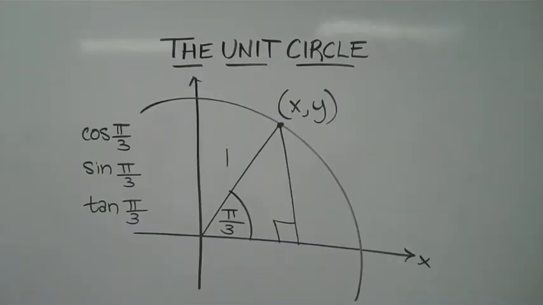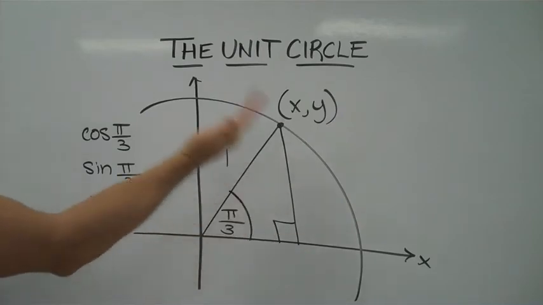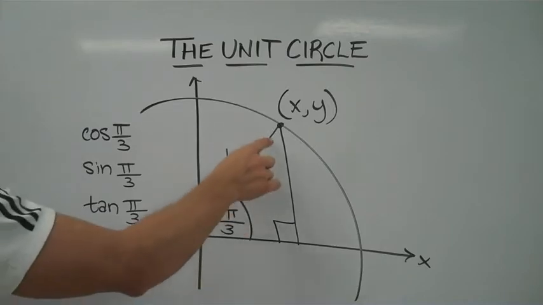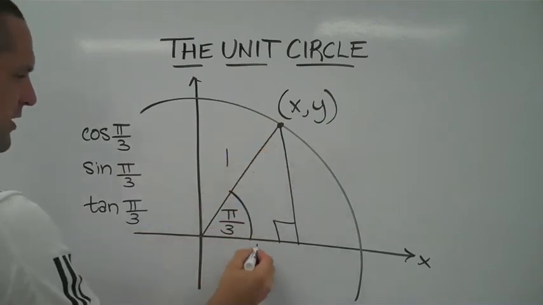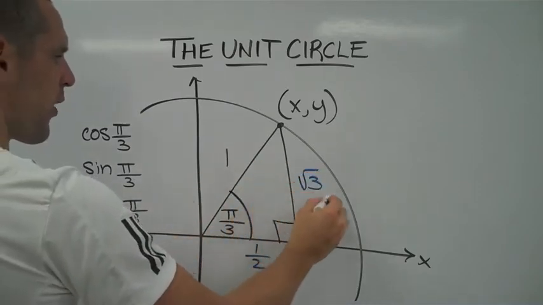Now let's consider the unit circle where our theta is no longer pi over 6 but pi over 3. Pi is 180 divided by 3 is 60. So if that's the case, this is a 30, 60, 90 triangle where my hypotenuse is 1. Well, if that's the case, we know our ratios are across from the 30 degrees is 1/2, and across from the 60 degrees is the square root of 3 over 2.